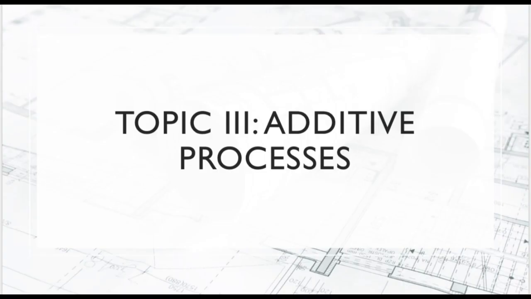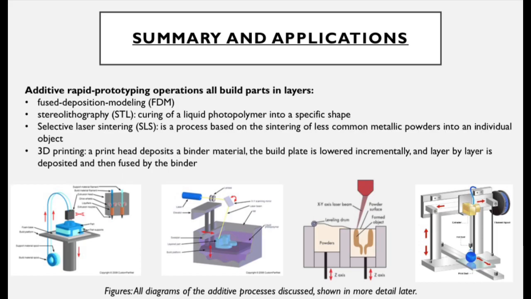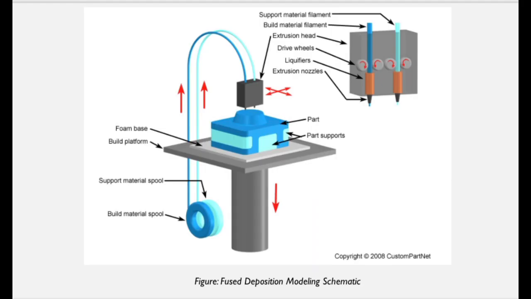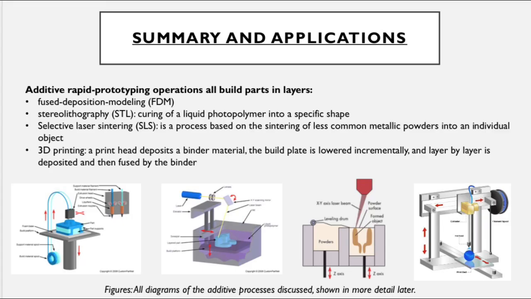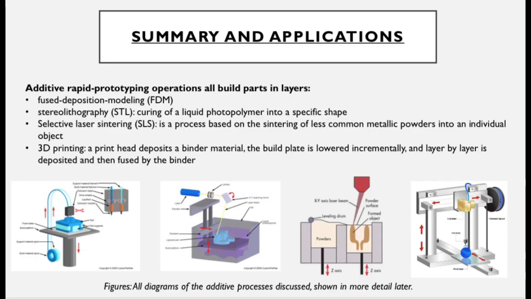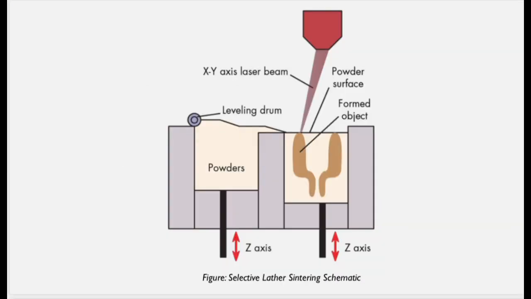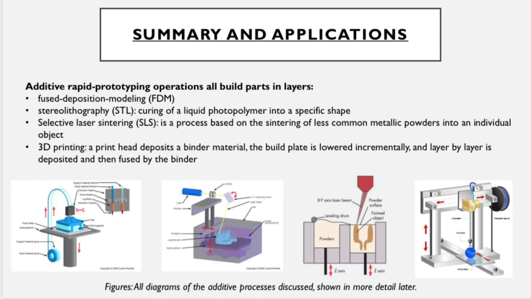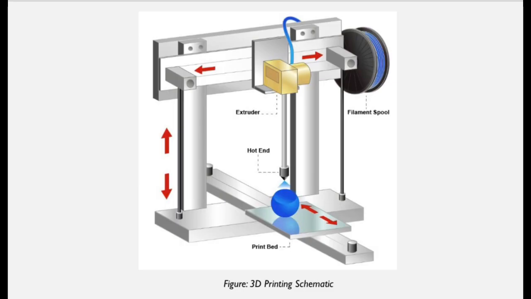The third topic I have selected is additive processes. Additive processes are rapid prototyping operations that build layers and parts. This includes fused deposition modeling, which is outlined in this schematic, stereolithography, which is a curing of a liquid photopolymer into a specific shape, which can be seen in this schematic, selective laser sintering, which can be seen in this schematic, the process based on sintering of less common metallic powders, and lastly, 3D printing, which I'll get more into later, but here's a quick diagram.